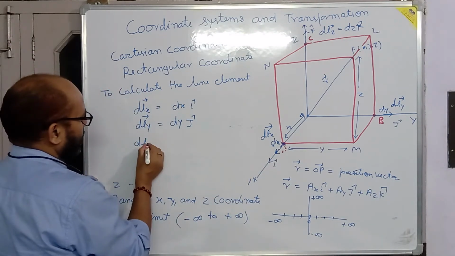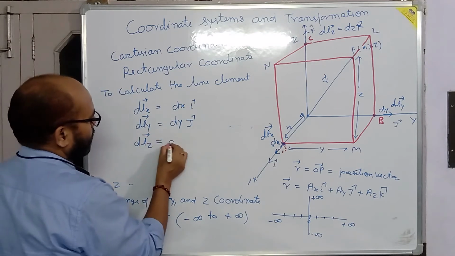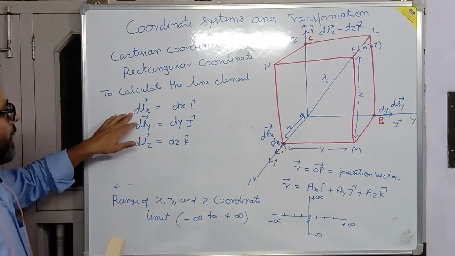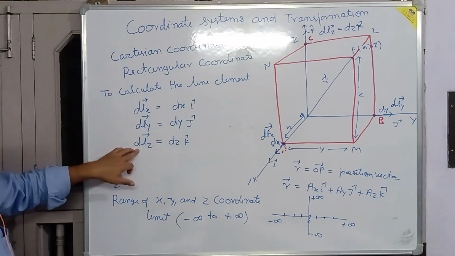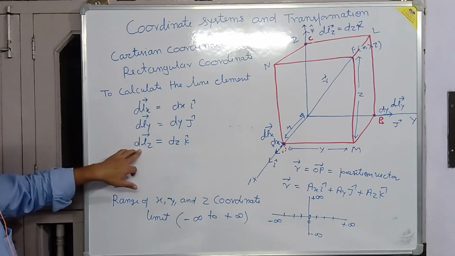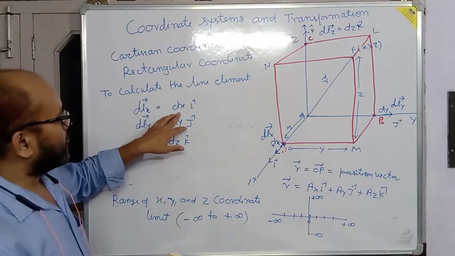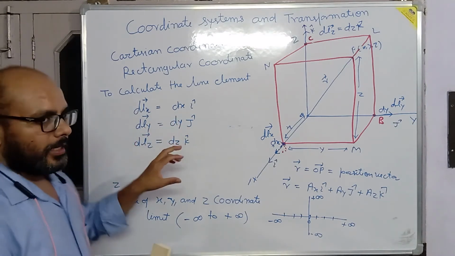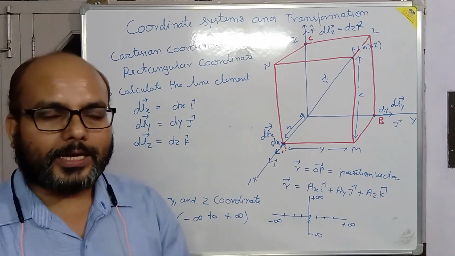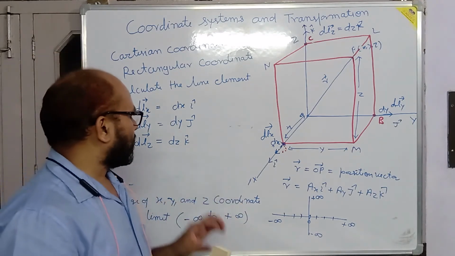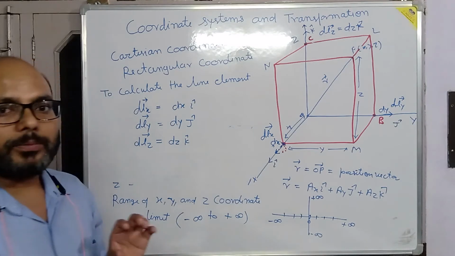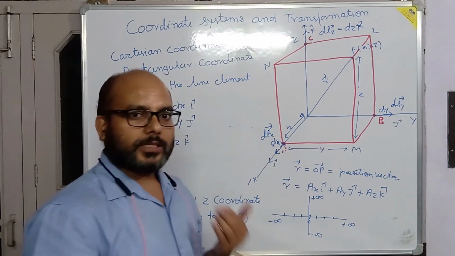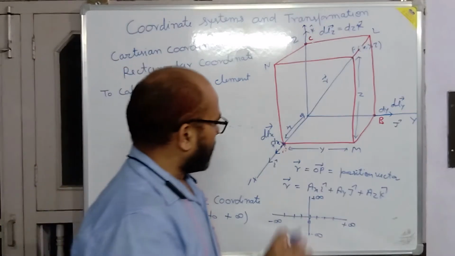Similarly, dlz equals dz k cap. So dlx, dly, dlz are the line elements along the x-axis, y-axis and z-axis. Here dx, dy and dz are the magnitudes of the line element, and i cap, j cap and k cap only represent the direction along the x-axis, y-axis and z-axis. Again, I repeat this term.